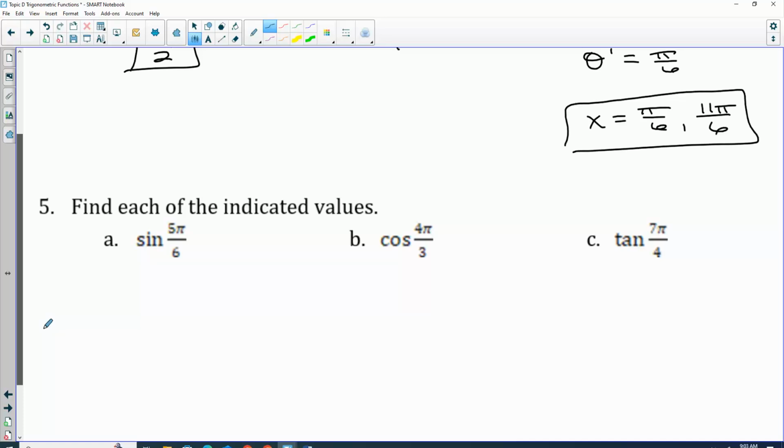Alright, last one, just straight evaluating. What work do I always expect on these? Okay. 5 pi over 6, it's smaller than pi, so that's quadrant 2. Reference angle would be pi over 6 or 30 degrees. So in quadrant 2, is sine positive or negative? Positive. What is the sine of 30 degrees?